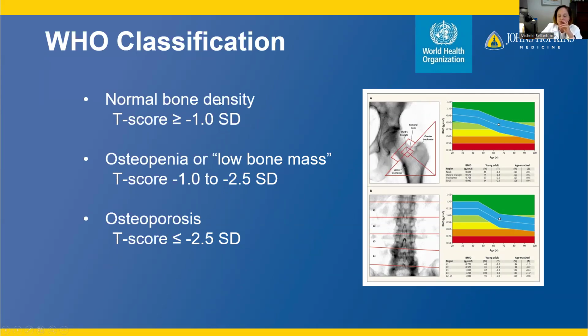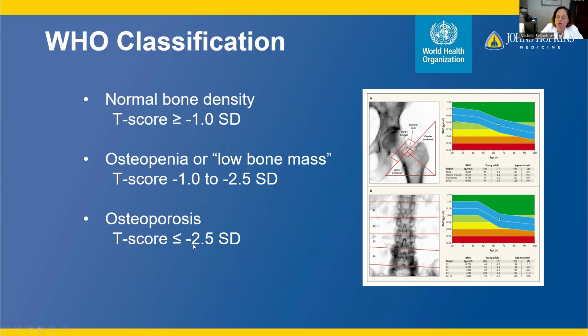Normal bone density, we use T-scores, which are standard deviations from normal peak bone mass. And a value that is more positive than a -1 is considered normal, bad news.